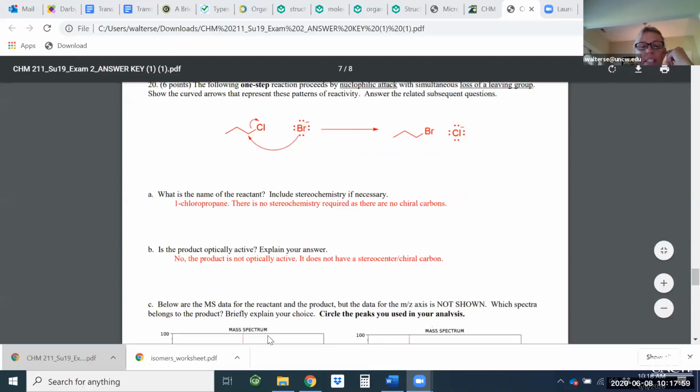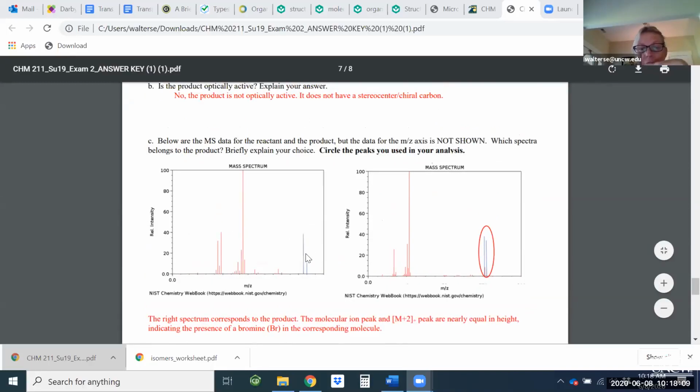So they were asked which of these two mass specs support the formation of the product, the alkyl bromide. The two peaks that are important are M and M+2. So this one is M+2, but they're in a 3-to-1 ratio. M and M+2 here are in an almost 1-to-1 ratio, and that is the isotope distribution for a bromine. That's how you know it's a bromide, because of the almost 1-to-1 ratio of M to M+2.